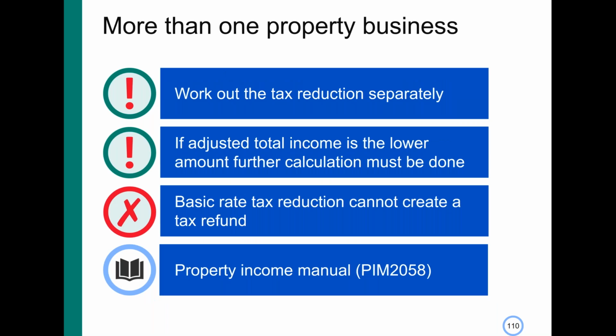If you have more than one property business, you must work out the tax reduction separately for each of them. If this is the case and your adjusted total income is the lower amount, you need to do a further calculation. This is because the basic rate tax reduction cannot create a refund of income tax. You can find out more about calculating the tax reduction in the Property Income Manual, PIM 2058.